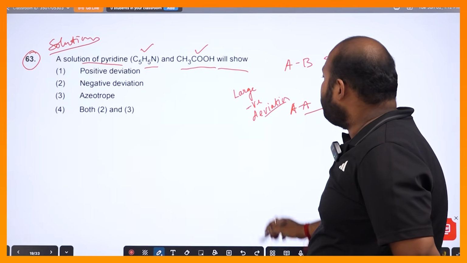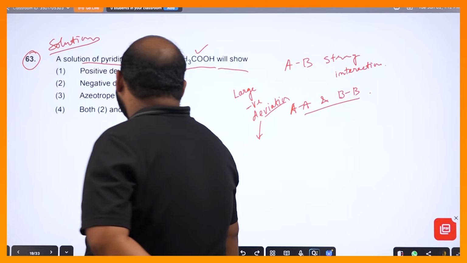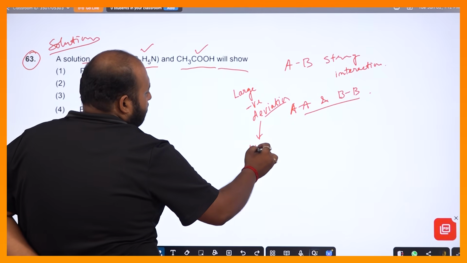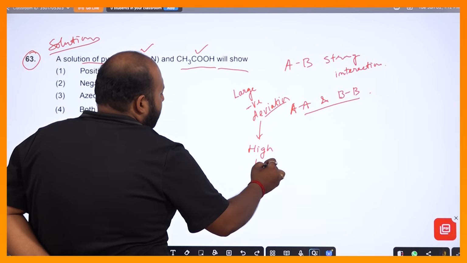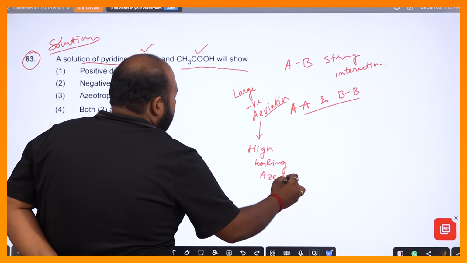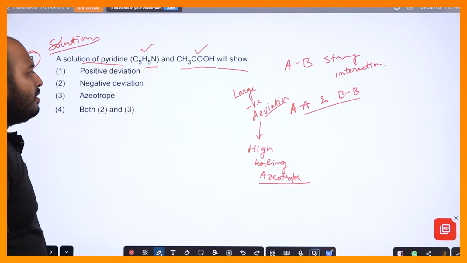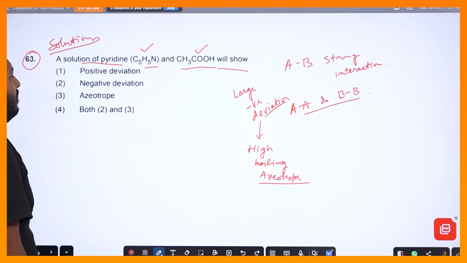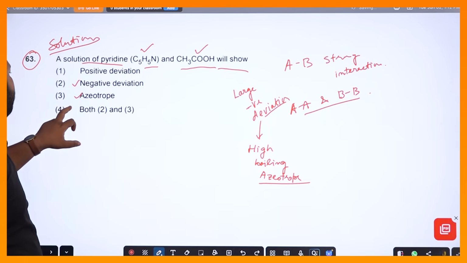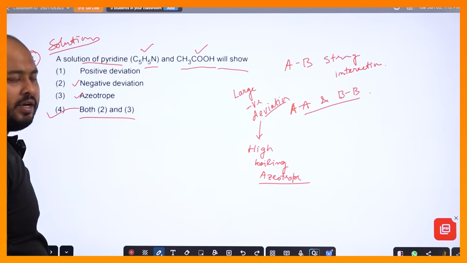Large negative deviation. So if there is a large negative deviation, then what kind of azeotrope will be formed? It will form a high boiling azeotrope. So obviously it will form azeotrope in this case also, because it will show a negative deviation and azeotrope. So options 2 and 3 are correct. Option 4. Okay.